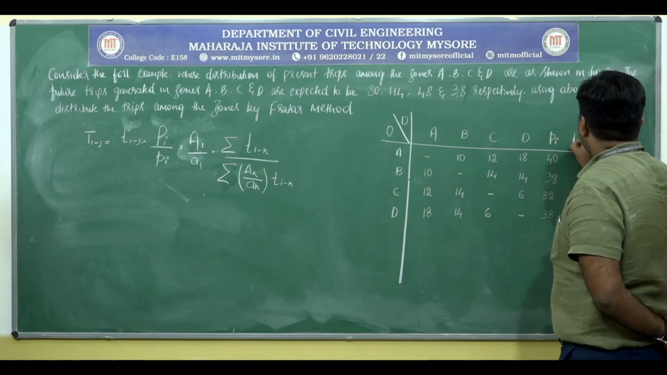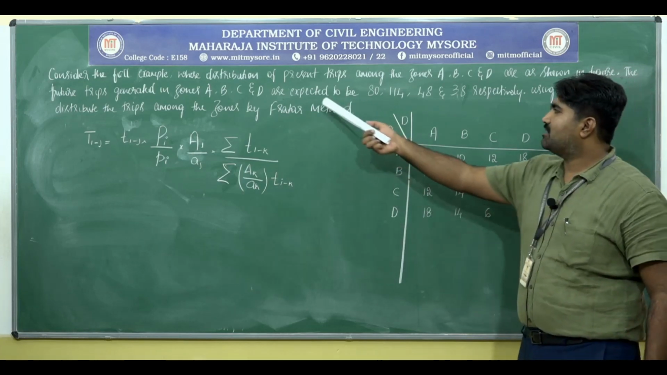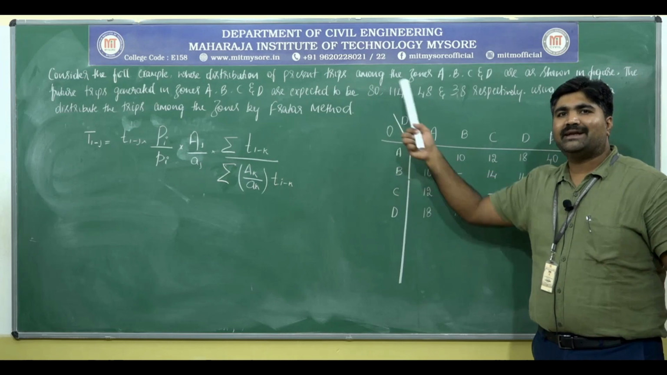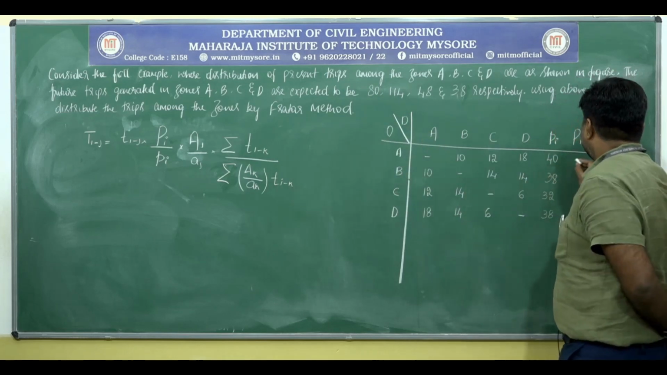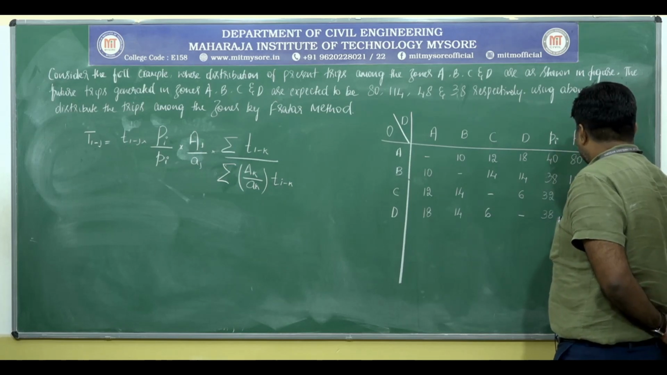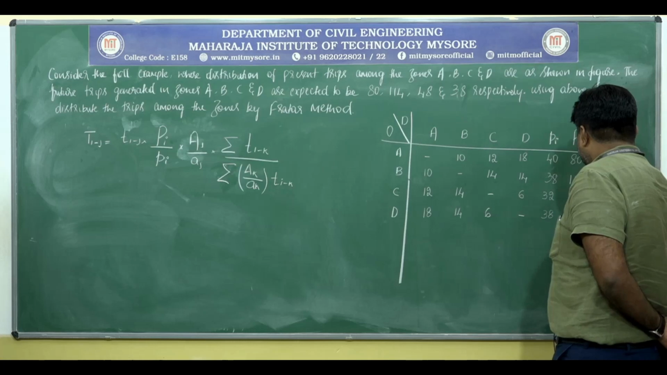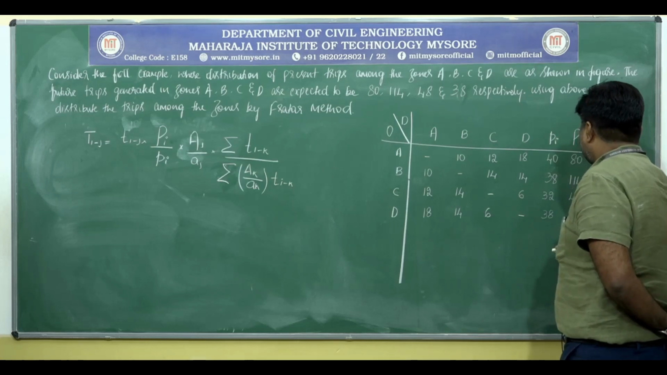Next, capital Pi, that is given in the question. You can observe that it is the expected or predicted trips. That is 80, 114, 48, lastly 38.